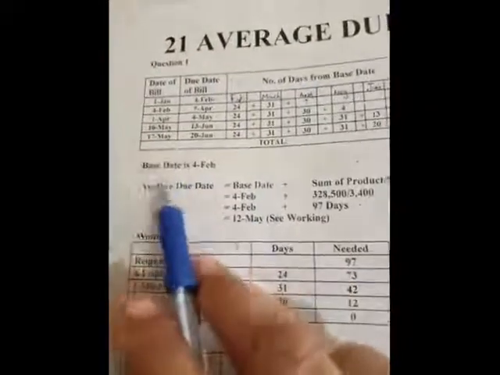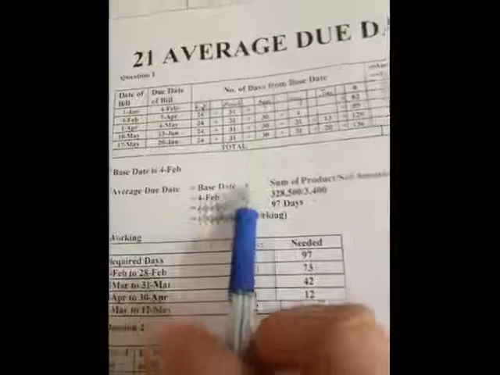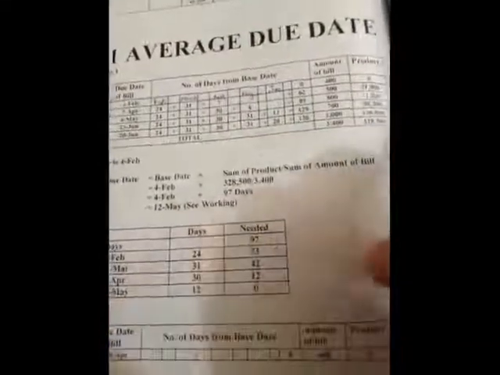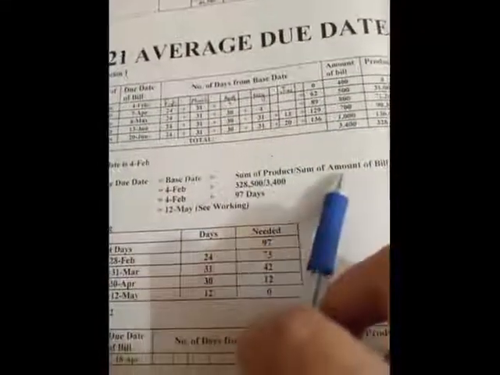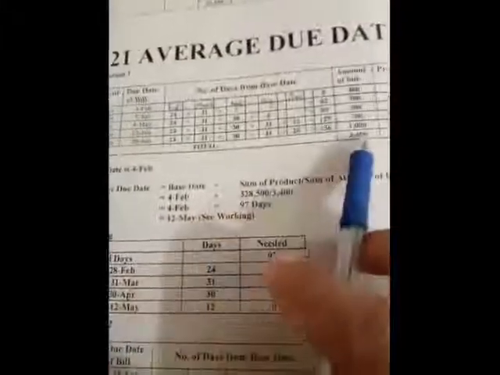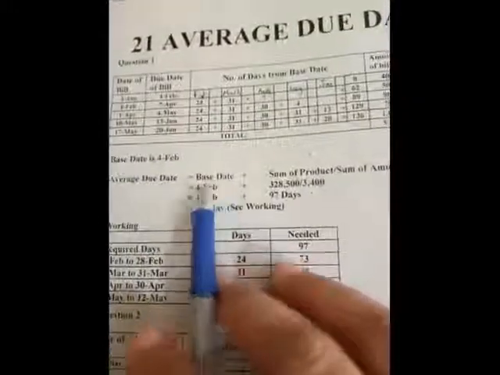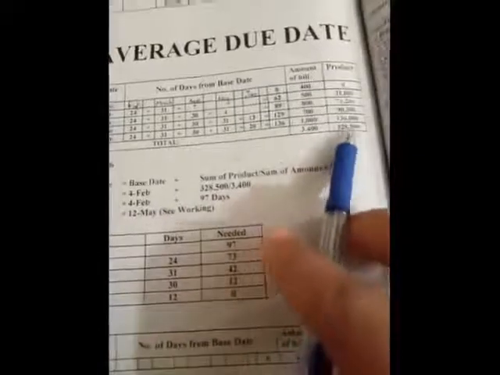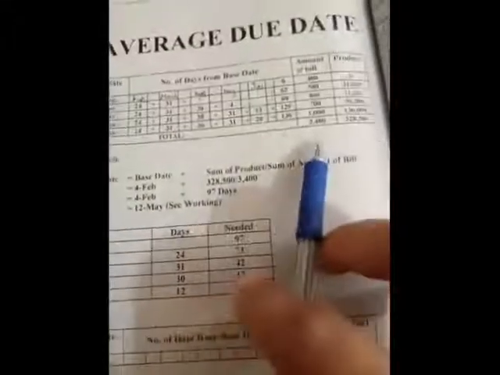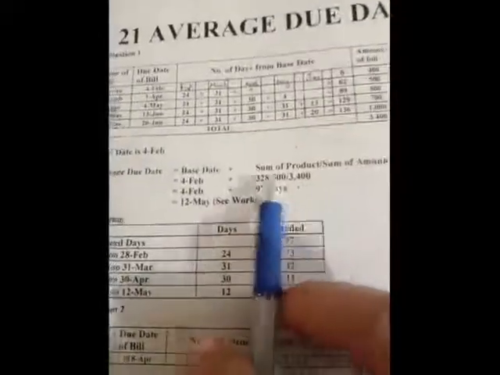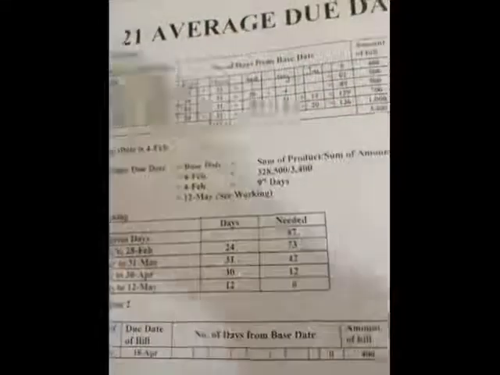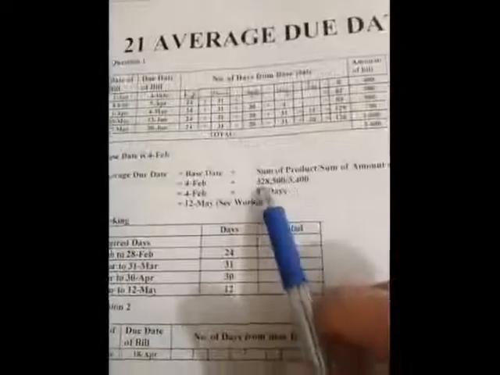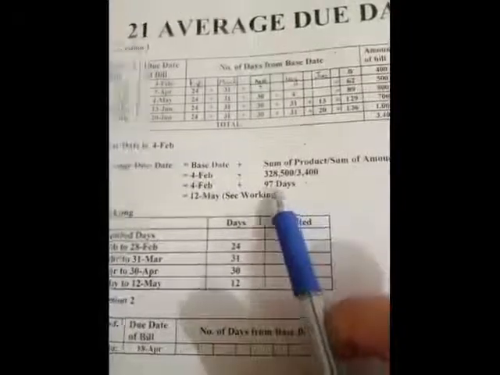What is the formula of average due date? Formula is base date plus sum of product divided by sum of amount. So we have put the amounts in the formula. Base date is 4 February. Sum of product is 3,28,500. Sum of amount is 3,400. The next step is the division of product by amount. We have divided and got 97 days.